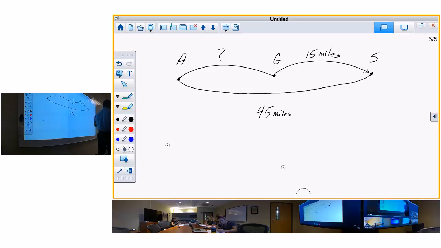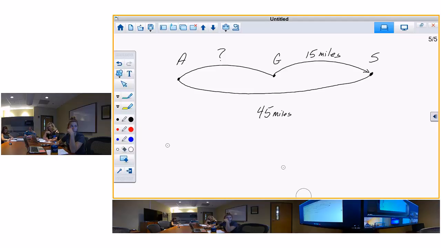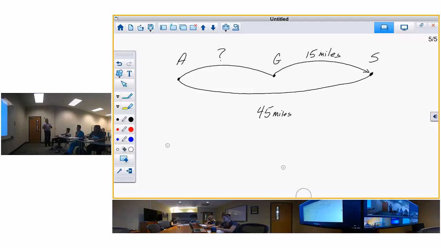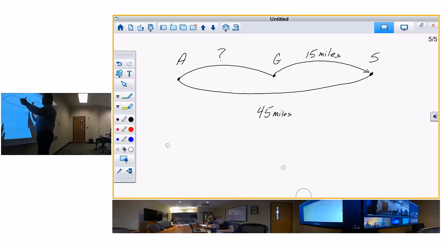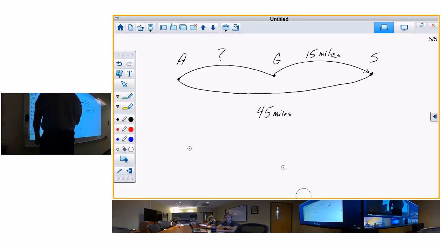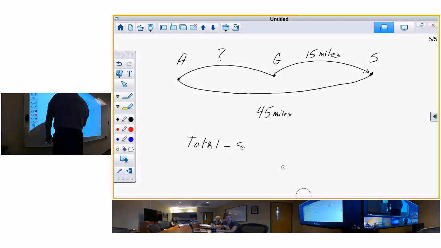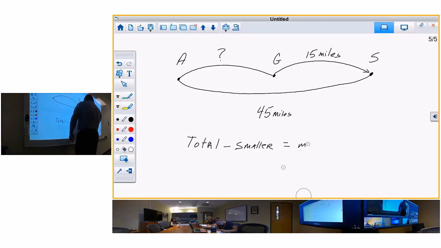What is the distance between Anderson and Greenville? What'd you say? 30. What'd you do? Tell me exactly what you did. 45. You took the smaller from the larger. You took the smaller from the total, right? And that gave you what was in between right here. All right? The total minus the smaller gives you what's left, or what's in the middle. Everybody agree with that?